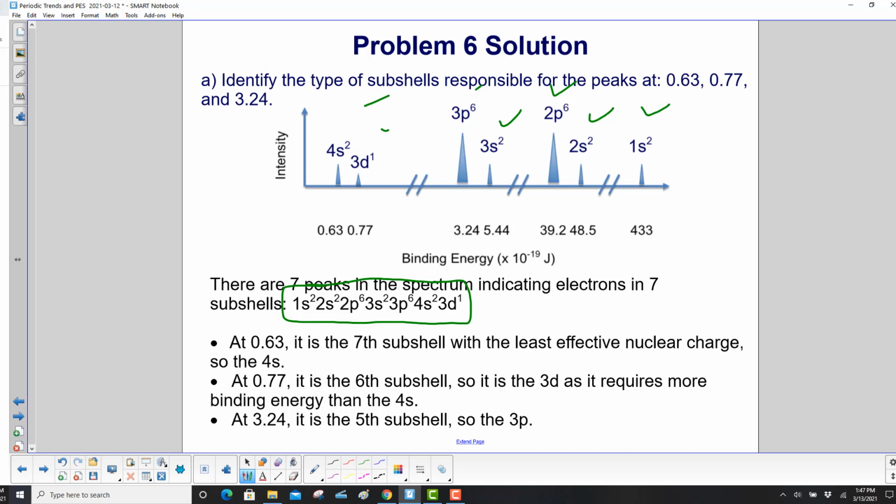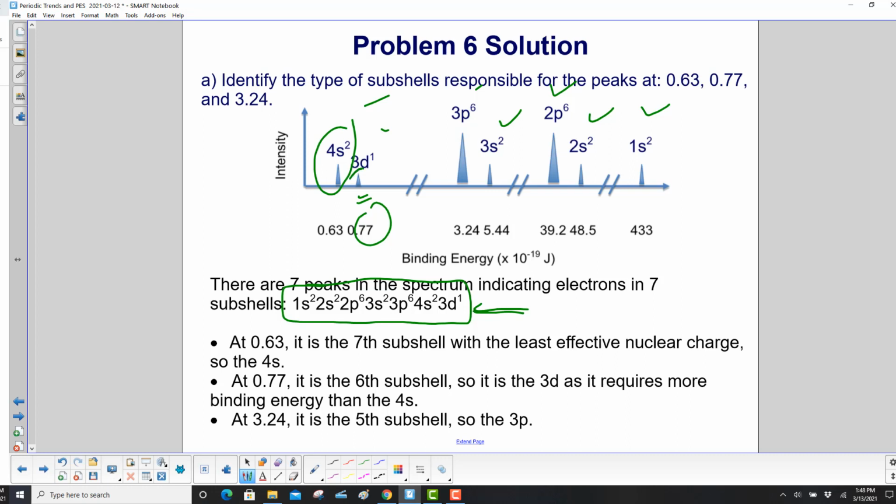At 0.63 over here, that is the 7th subshell with the least effective nuclear charge, so that will be your 4s. Even though the electron configuration shows a different order here, we're going by binding energies now, not by the Aufbau diagrams. At 0.77, that is going to be your 6th subshell. It is the 3d, as it requires more binding energy than the 4s, even though it gets filled after it.